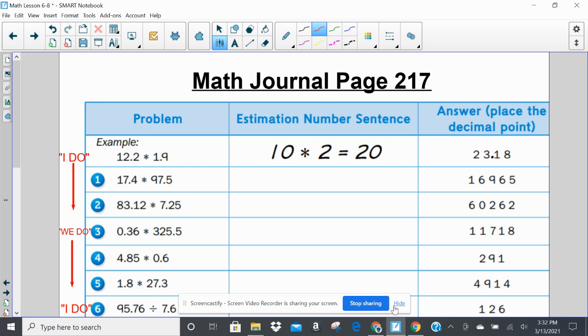Let's take a look at the math journal page we are doing. Today we're looking at page 217 in your math journal. Go ahead and turn to that page right now for me. So take a look at the example that they use. What they did was they had 12.